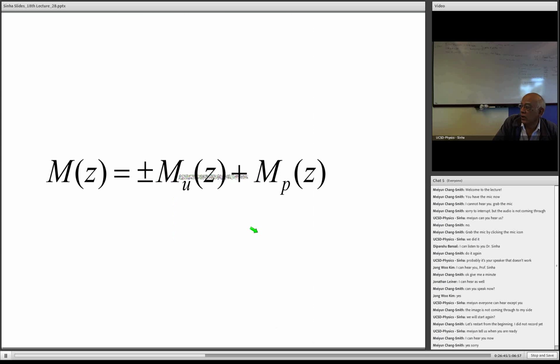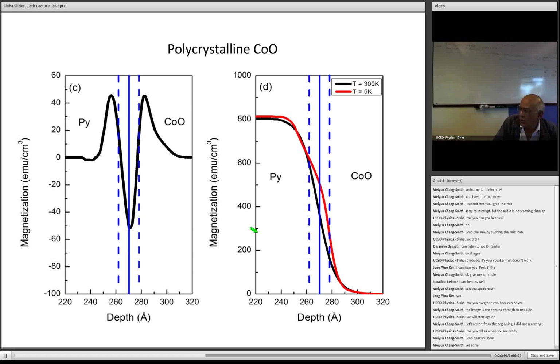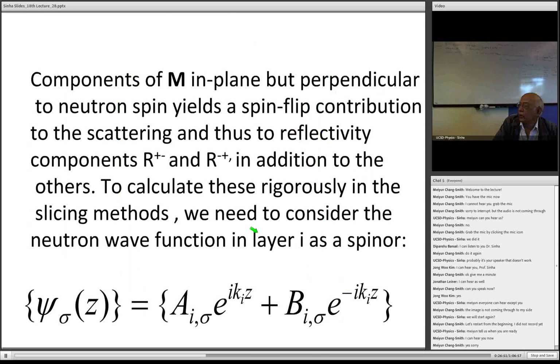Let's go on to the next slide and the next one after that. We can skip this because I've already discussed this. Now, the thing I wanted to show here was that if you've got components of M which are in plane but perpendicular to the neutron spin, then, as I said, you get a spin flip contribution. And to treat this rigorously, you get a component of reflectivity which is R+- and R-+, which means you start off with an anti-parallel spin of the neutron to the magnetization, and you get a scattered component that's parallel to it, and vice versa.